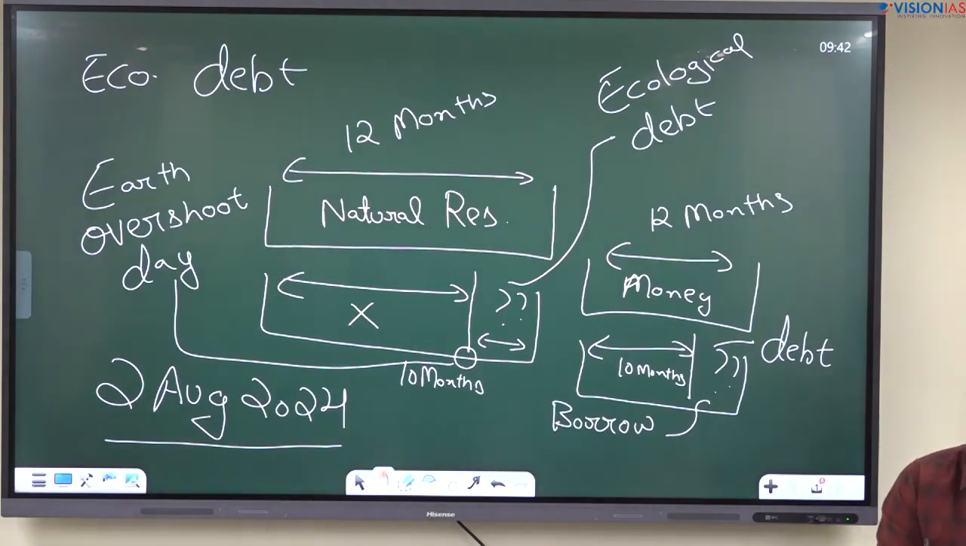Okay, so are you clear on these three definitions? Ecological footprint, ecological debt, and Earth Overshoot Day. They all are related to environment awareness.